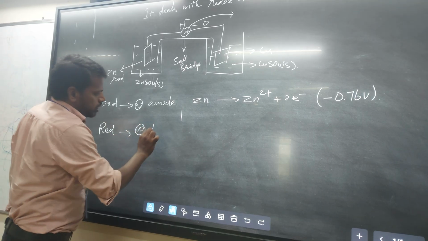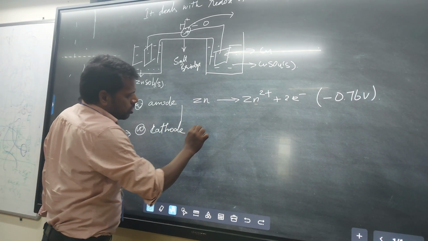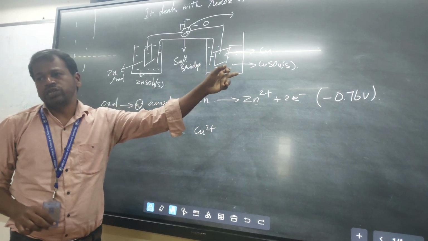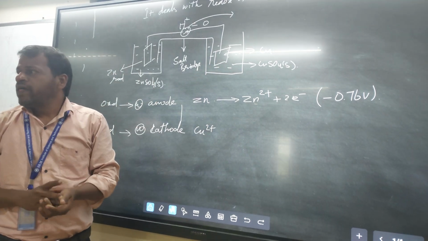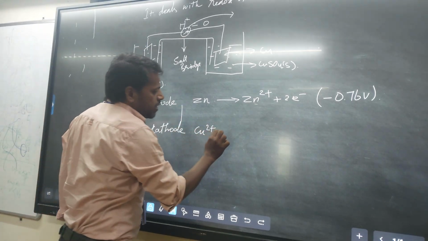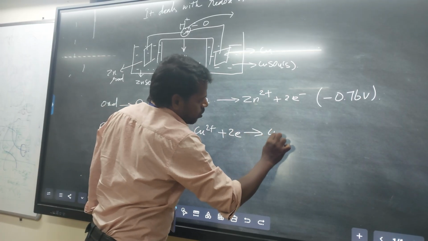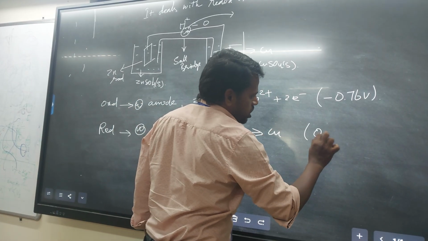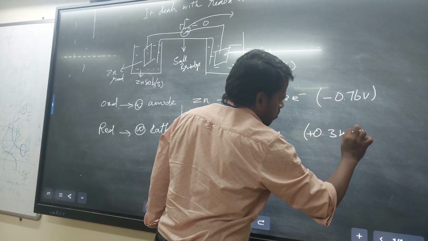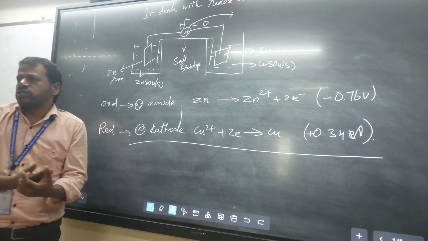So at the cathode, copper 2 plus is there in the solution state. That is the electrolyte. That copper 2 plus gets 2 electrons from the anode to form copper. Its reduction potential is plus 0.34 volt. What is the net cell reaction?